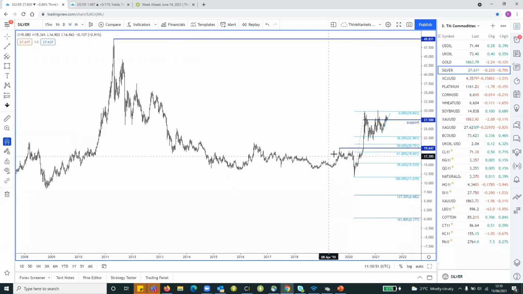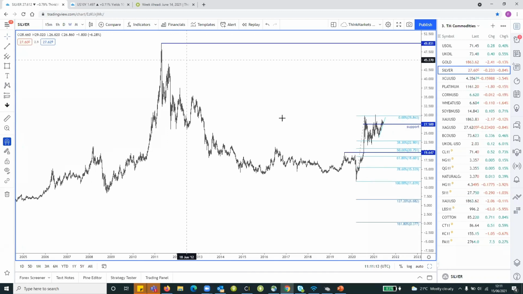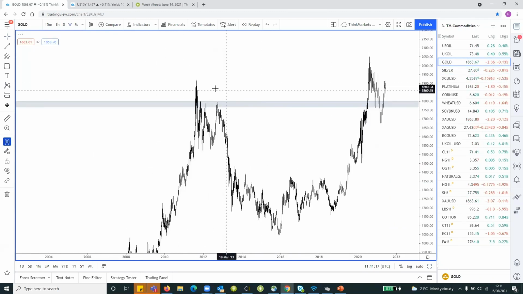If you think about it, in the grand scheme of things, sure. We had like a 6-year consolidation here. We broke out, big move. Now we're consolidating near the high of that big breakout, so it's possibly gearing up for another push higher, possibly to challenge the all-time high that was hit in 2011 at just under 50. Remember that gold has already reached and surpassed its 2011 high.